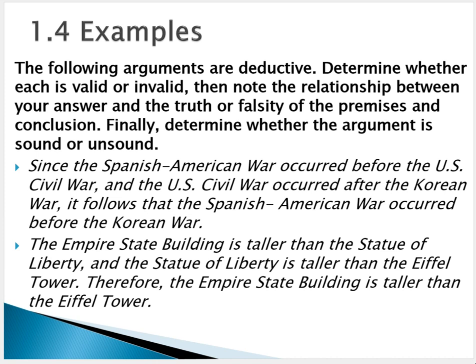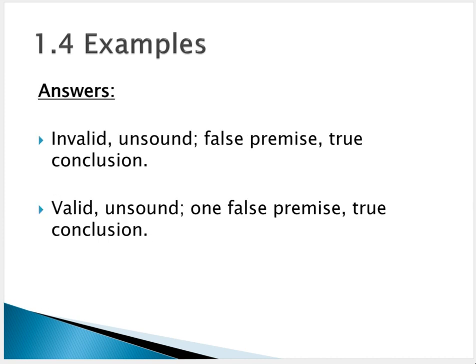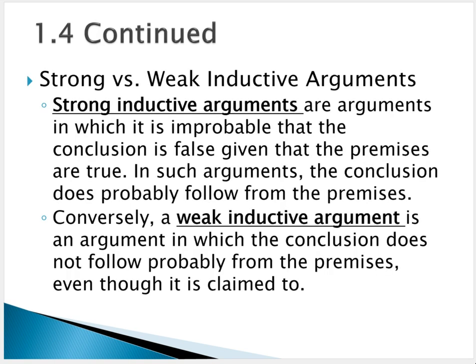And here are your answers. All right, so the first one is invalid. It's unsound. It has a false premise, but a true conclusion. The second one was valid, but it is unsound. One of the premises was false. So you might want to go back again and double check. Sometimes, and I'm not going to lie, you're going to have to read through these multiple times. So don't get upset. You might have to spend a lot of time going over and over these.